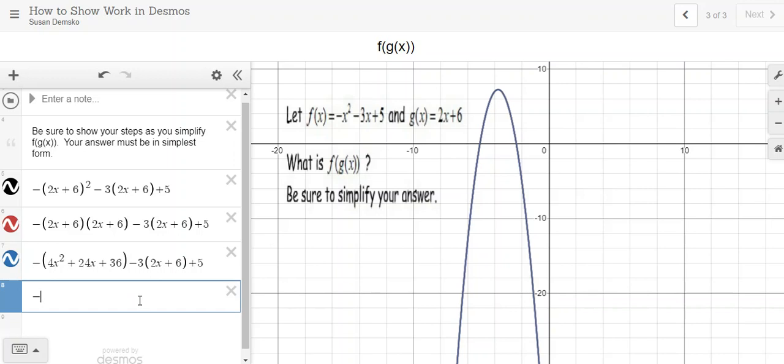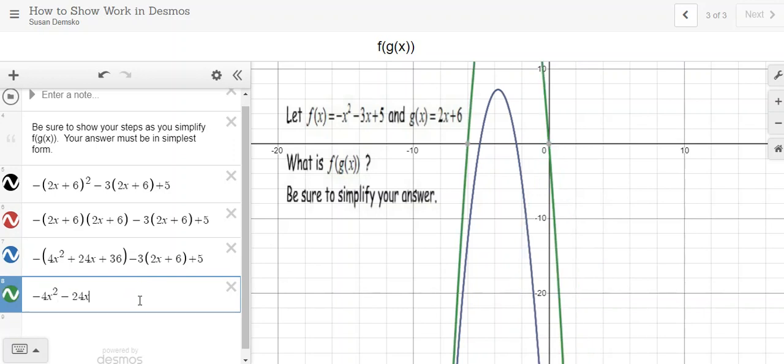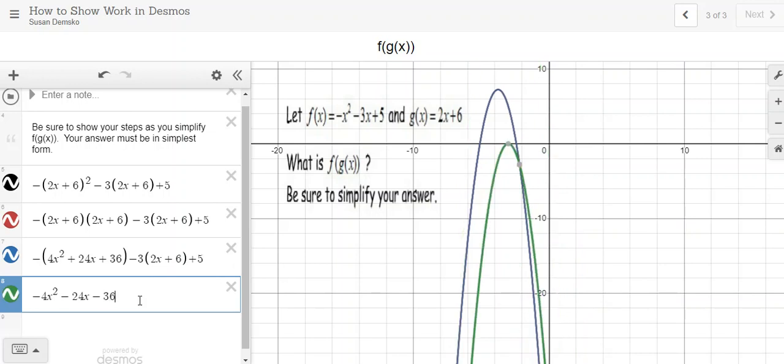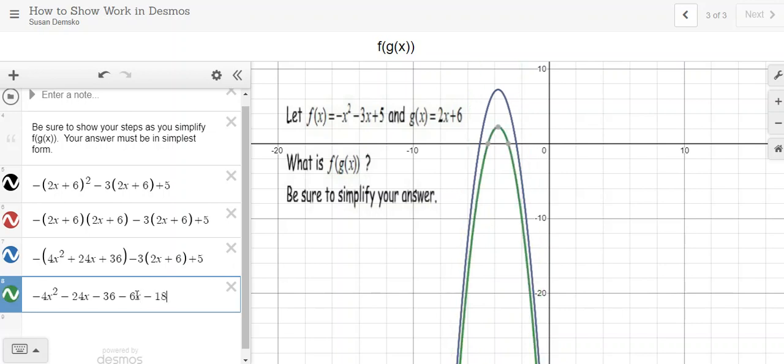So I'm just showing you, just continue working this out, that now I'm distributing that negative through. Oops, so that should be a negative 24x minus 36. And now I'm going to distribute this negative 3 to 2x plus 6. So that's going to give me negative 6x minus 18. And then I have that plus 5 hanging on there at the end. I can't forget him.